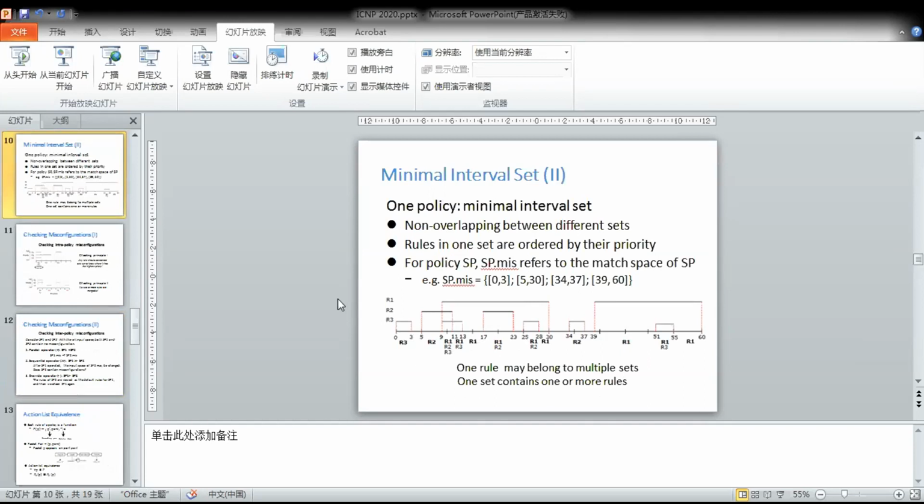Next, we build the minimal interval set representation for one policy, which contains one or more interval sets. For any two sets, their match ranges are non-overlapping. Therefore, one rule may belong to multiple sets. Moreover, rules in one set are ordered by their priorities, and the match space of one policy is the union of the ranges of the minimal interval set.